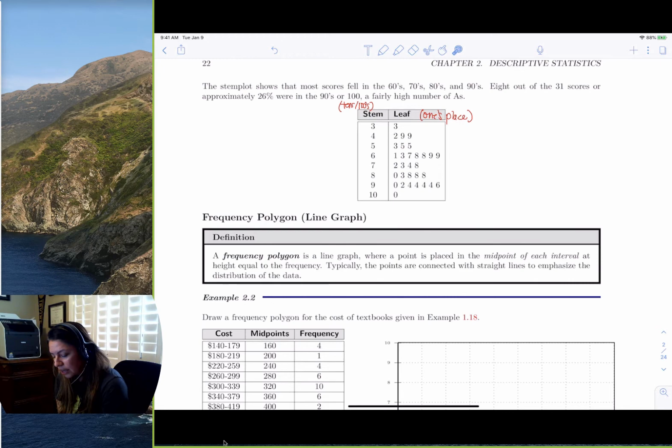And so we can see in the stem 6 that there are a lot more leaves than there are in the 3, 4, 5s, right? And then it looks like 90s too. So here is the stem 9 and the leaf is 0. That means that's a 90. A stem 9 with a leaf 2 is 92. And so we could see that these were most frequent scores. So you don't always have to do a frequency table. We can tell the most frequent scores from a stem and leaf plot. It's just one way to organize data.